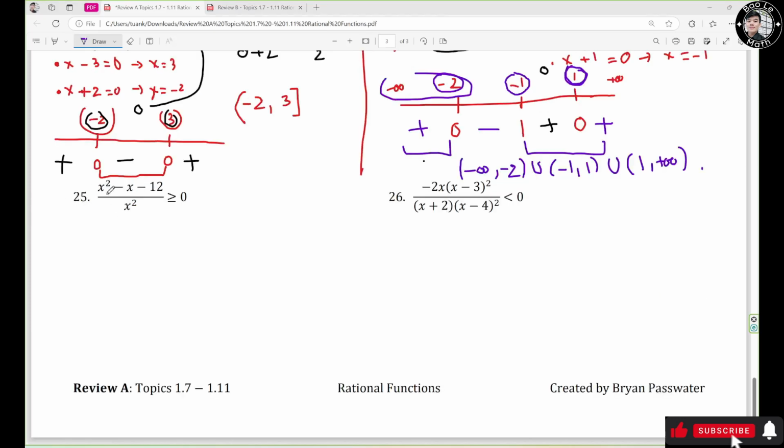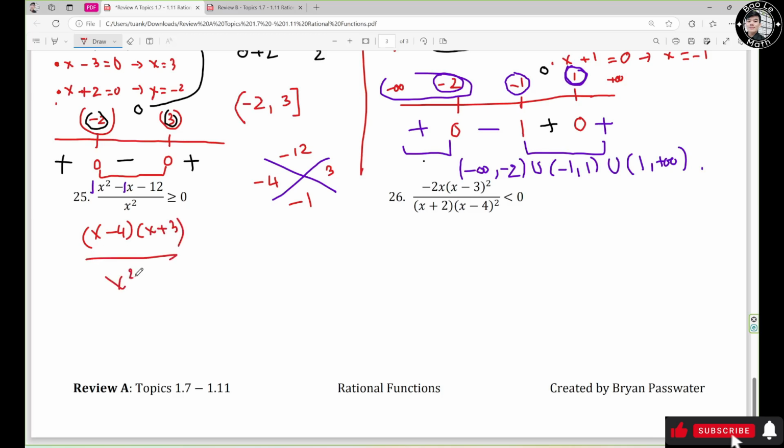Now let's move on to number 25. You need to factor the numerator, right? So the numerator, I have a equals 1, b equals negative 1, c equals negative 12. So I need to use the S method. Now you need to find two integers that multiply to negative 12 and add up to negative 1. So it's going to be negative 4 and 3. So the numerator can be factored as s minus 4 times s plus 3, over s squared, greater than or equal to 0.